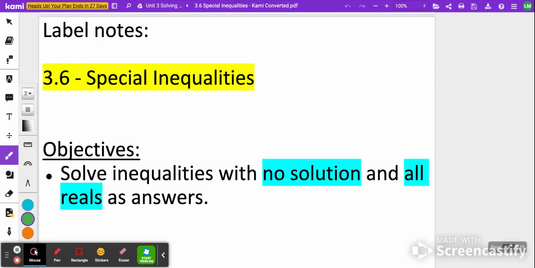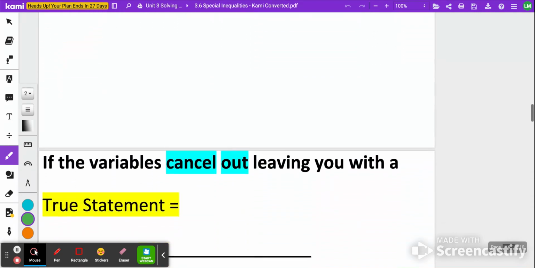Today we're going to be looking at our final lesson in Chapter 3, 3.6, Special Inequalities. So we're going to be able to solve those inequalities either by saying no solution or all real numbers as real answers. Let's go ahead and get started.